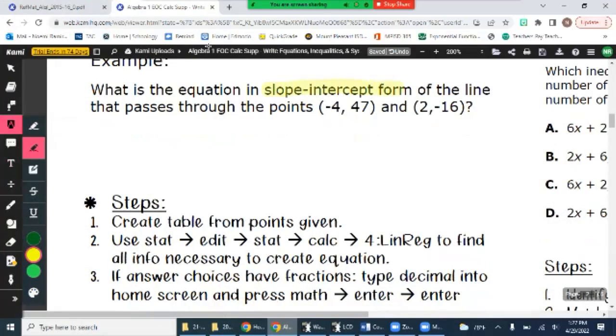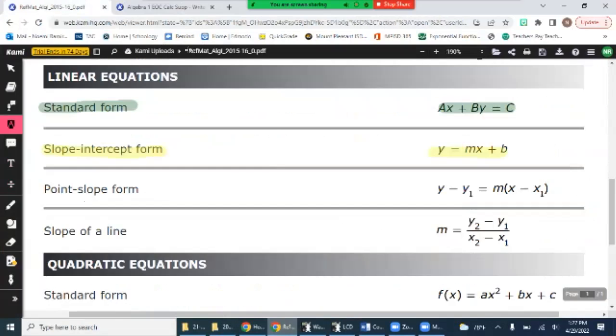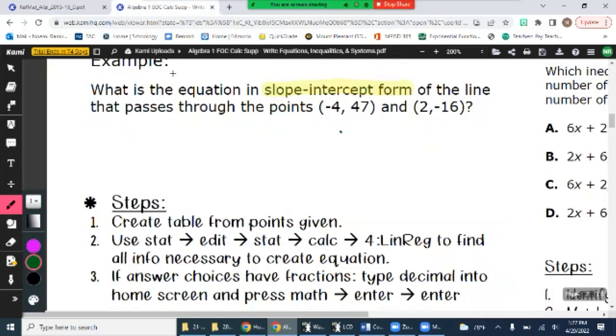So I would take slope-intercept form and write it down, because your answer choice should look similar to it. If I look at that formula chart, slope-intercept form is right there: y is equal to mx plus b. Okay, so I'm going to write that down first. I know this is the goal right here, this same format with numbers, okay?